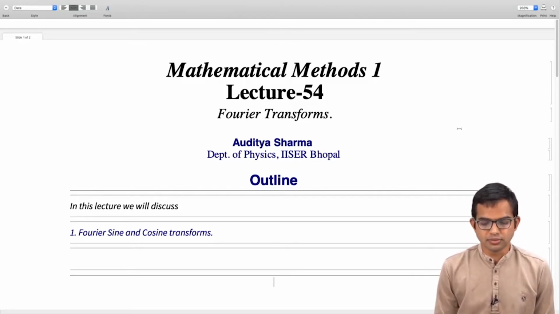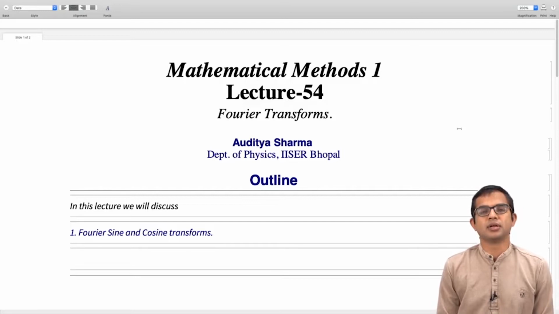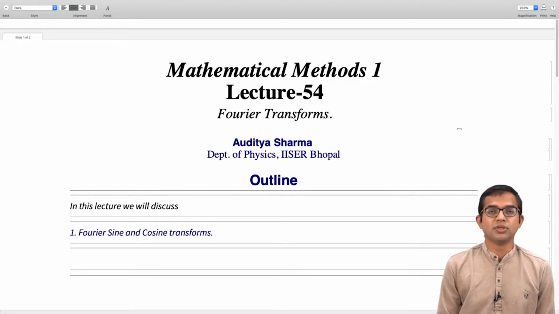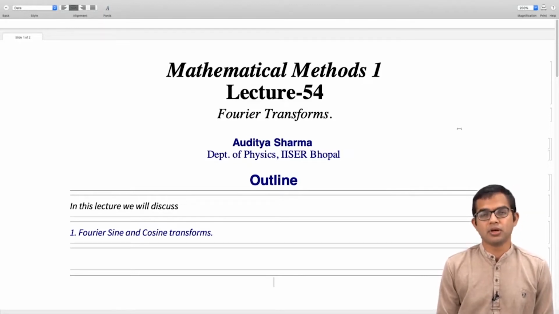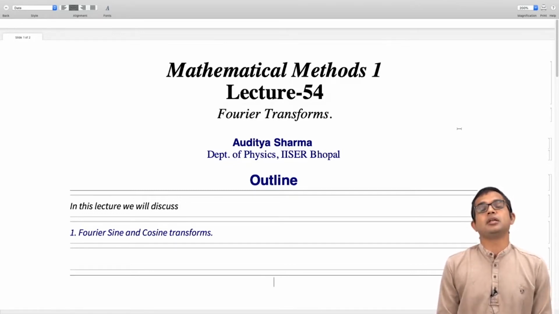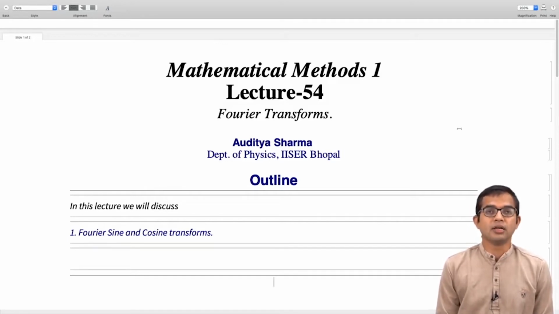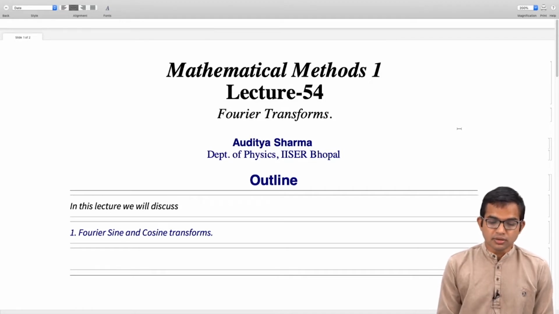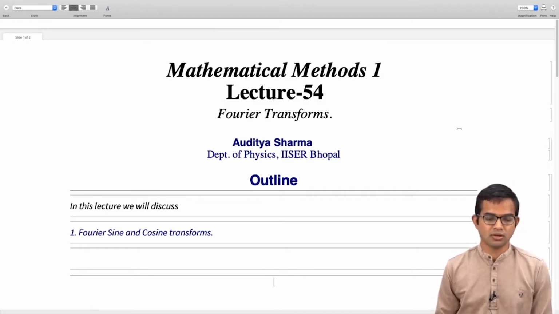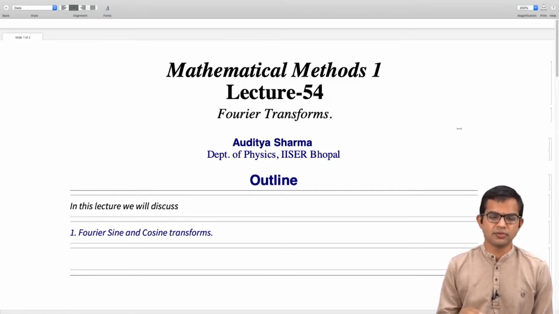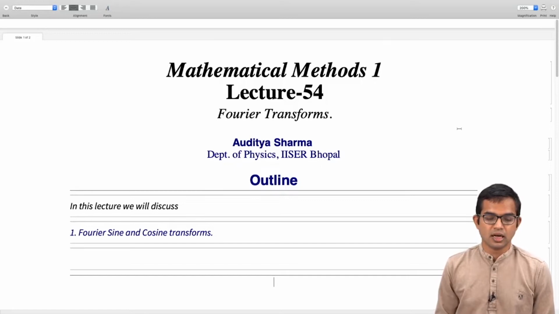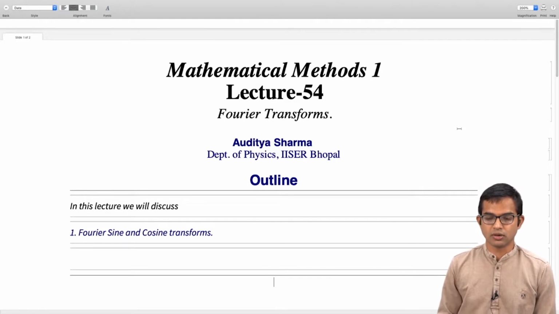So very often in practical applications, we encounter functions which may be non-periodic, right? So transforms pertain to functions which are non-periodic, but they are either even or odd, so they have well-defined parity, and in such a scenario it's more convenient to work not with the full Fourier transform itself, but define a special kind of Fourier transform, which is either a sine Fourier transform or a cosine Fourier transform. So this is going to be the content of this lecture.